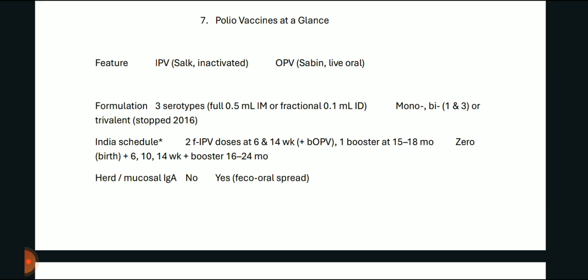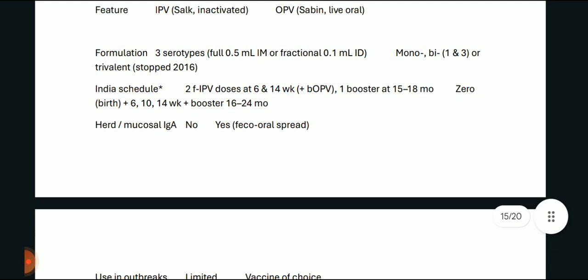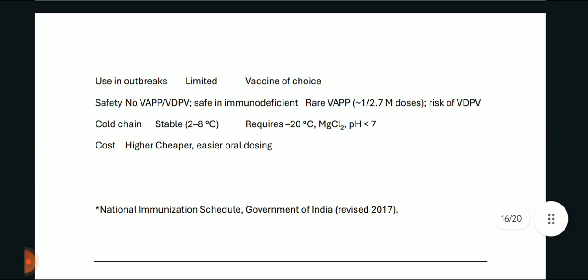About OPV, 0 dose is given at birth and oral polio vaccine at 6, 10, 14 weeks, and a booster is given at 16 to 24 months. Now about herd immunity and mucosal IgA: it is not seen in IPV but seen in OPV because fecal-oral spread of OPV is also there. So herd immunity is developed due to use of OPV. The use of IPV in an outbreak is limited, but OPV remains the vaccine of choice.